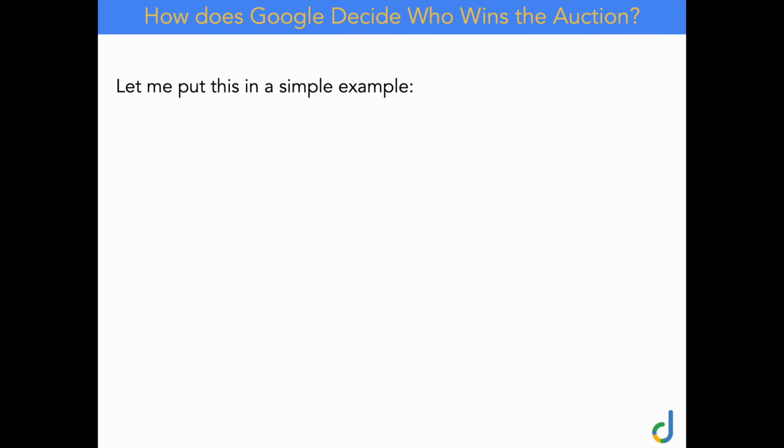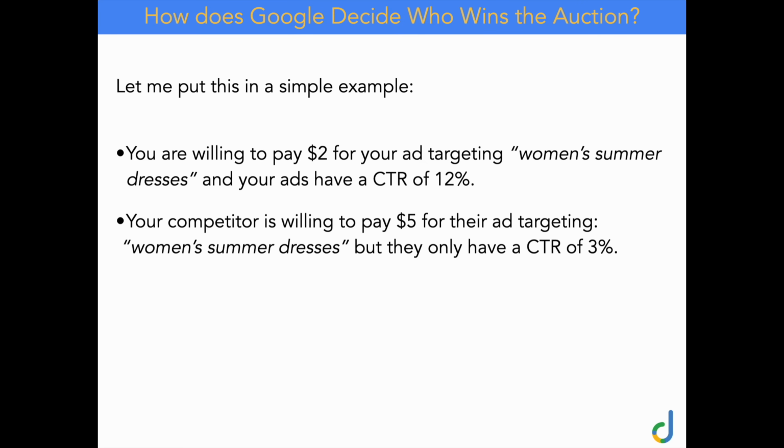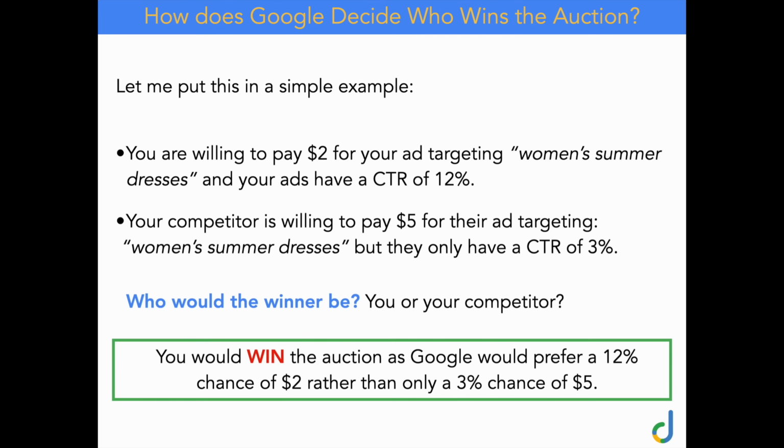So let's put this in a simple example. You are willing to pay $2 for your ad targeting women's summer dresses, and your ads have a click-through ratio of 12%. But your competitor is willing to pay $5 for their ad targeting women's summer dresses, but they only have a click-through ratio of 3%. So who would the winner be? You or your competitor? The great news is that you would win the auction, as Google would prefer a 12% chance of $2 rather than only having a 3% chance of $5.